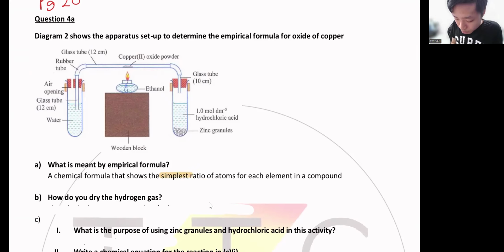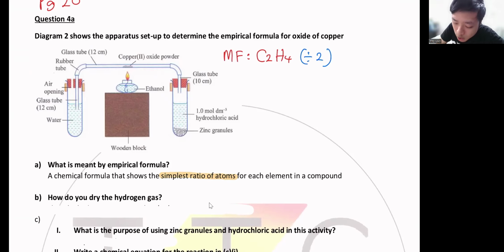It is to show the simplest ratio of atoms. Remember, like you've got C2H4, right? This is the molecular formula, the actual number of atoms, the real formula. But these two elements can be divided by 2. So I will get the empirical formula CH2. The ratio is 1 to 2, the simplest ratio, which cannot be divided anymore.